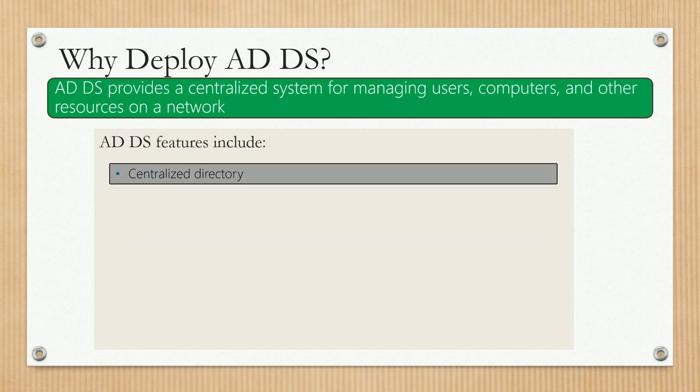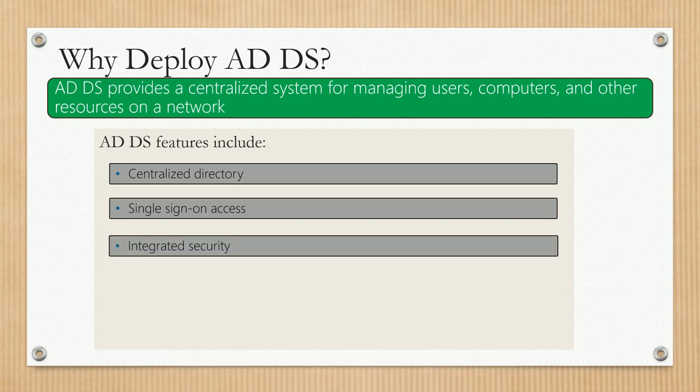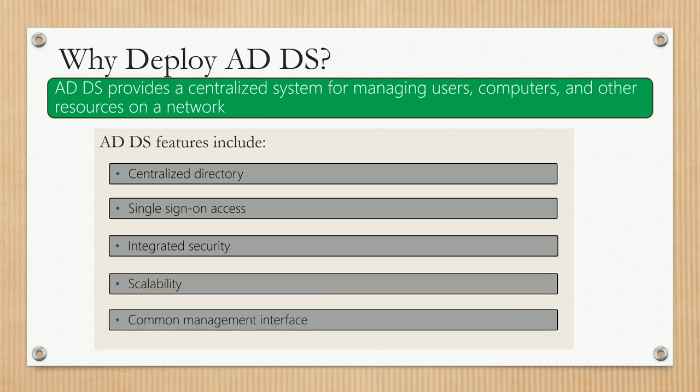Now here are the ADDS features. A centralized directory: from a single resource you can access every resource, user, and computer in the centralized directory. From one place you can access another computer if it is connected over the network. It also provides single sign-on access, integrated security, scalability, and a common management interface. A common management interface means that from one place you can access any of the resources connected over the network. That's why we need the ADDS, Active Directory Domain Services.